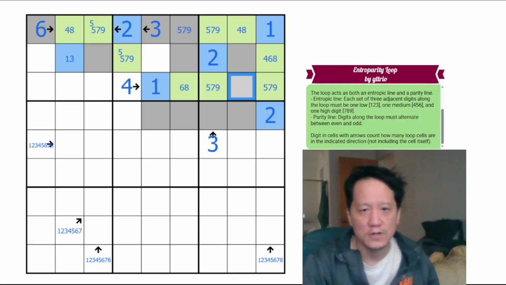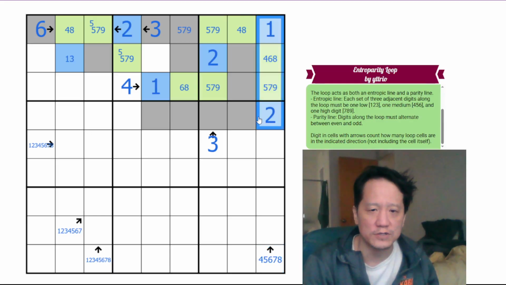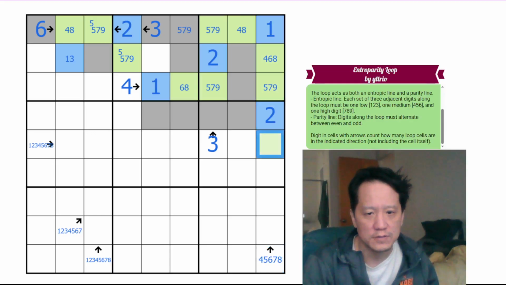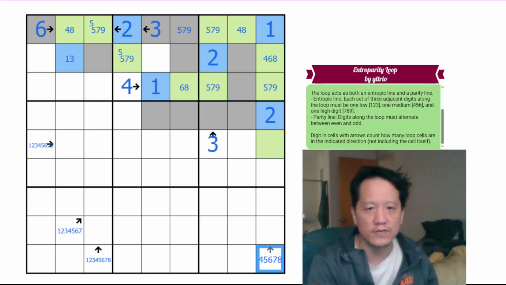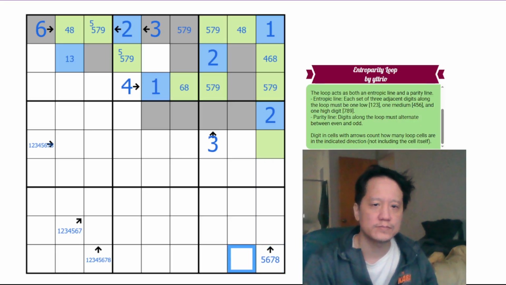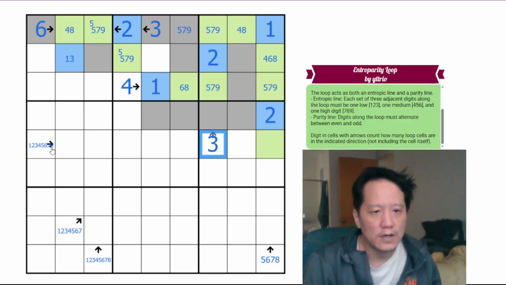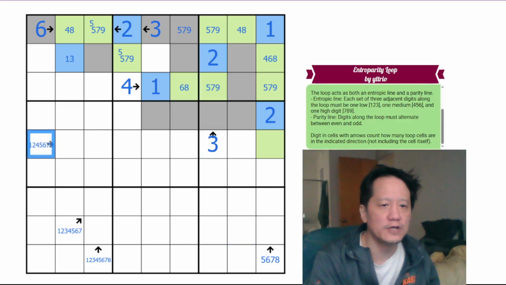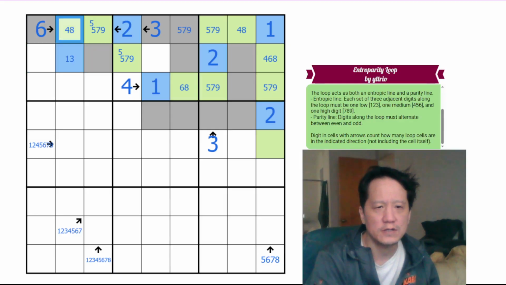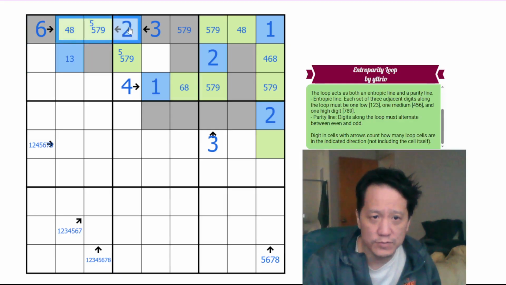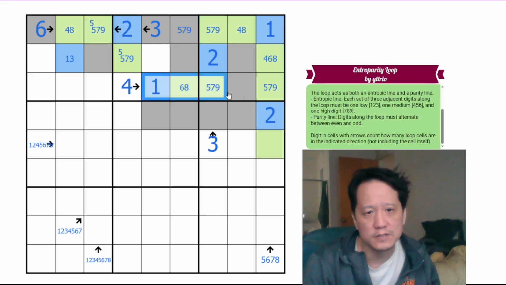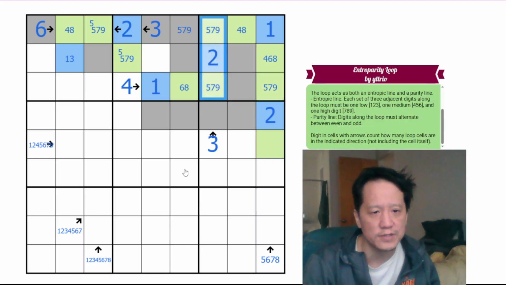Interesting. So this cannot be 1 or 2. It can't be 3. We already see 4 cells. Actually, we must see 5 cells. So this is at least 5. This cannot be 3. So this sees 1, 2, 3 cells, 4, 5, 6. This sees 2. This sees 3. This sees 4. This sees 3.